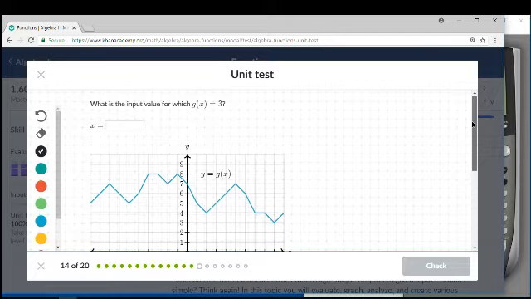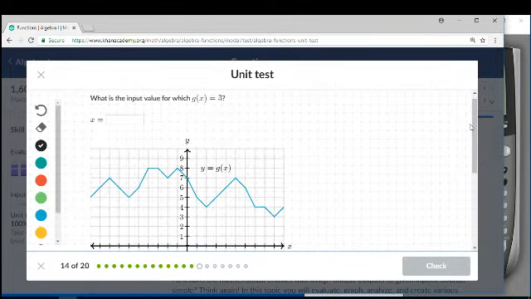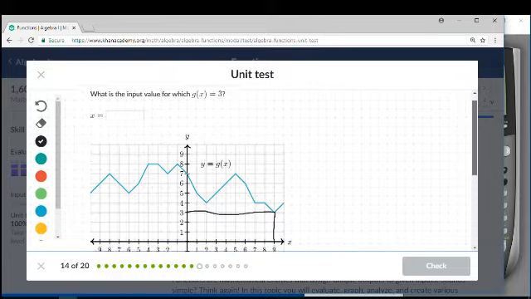For which input value is g of x equal to 3? Well, when x is 3, g of x is 9.